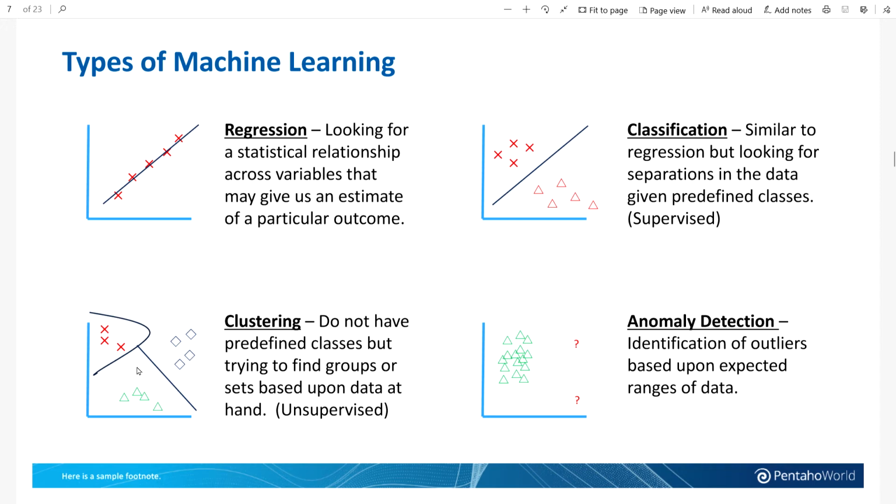So these do not have predefined classes, but they are trying to find out groups or sets based upon the data at hand. That's unsupervised learning. Classification, in other words, is supervised learning. We are giving the target variable and making the algorithm understand how a dog looks or how a cat looks. In a clustering problem or in unsupervised learning, the computer doesn't know how a dog looks or how a cat looks.